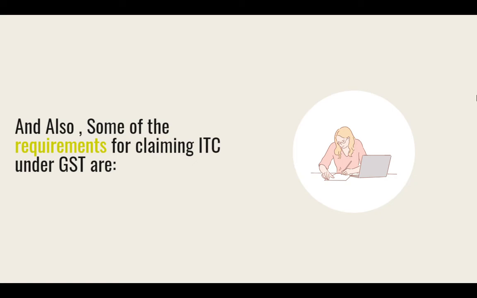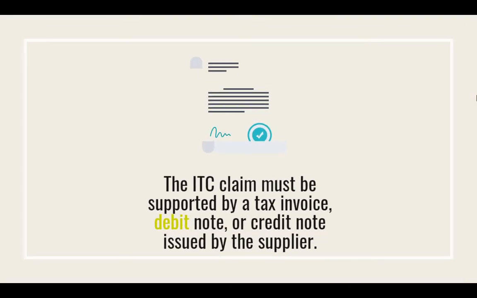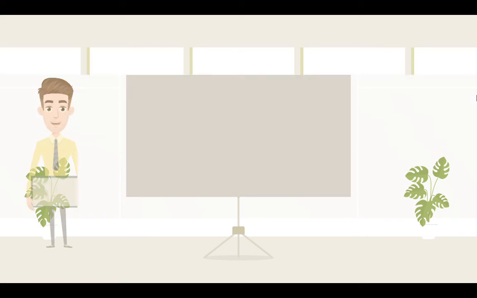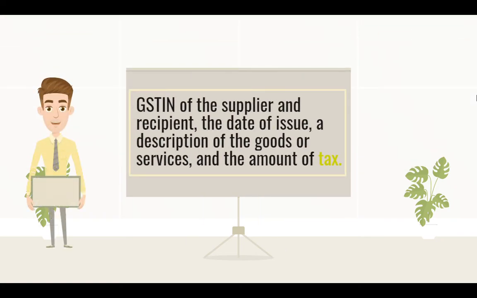And also, some of the requirements for claiming ITC under GST are: the ITC claim must be supported by a tax invoice, debit note, or credit note issued by the supplier. The tax invoice, debit note, or credit note must contain certain mandatory details, including the name, address, GSTIN of the supplier and recipient, the date of issue, a description of the goods or services, and the amount of tax.